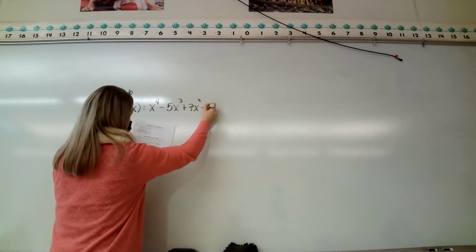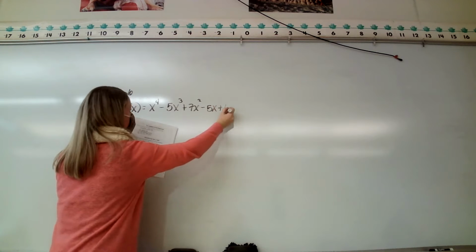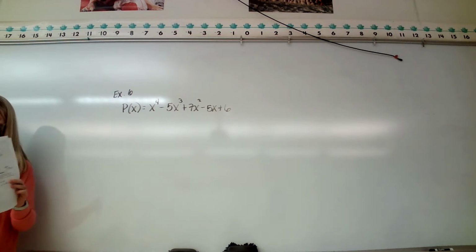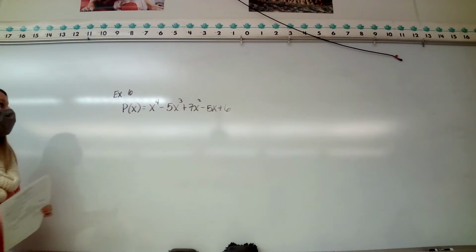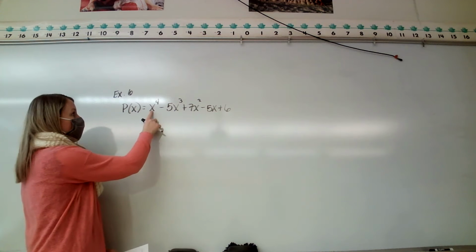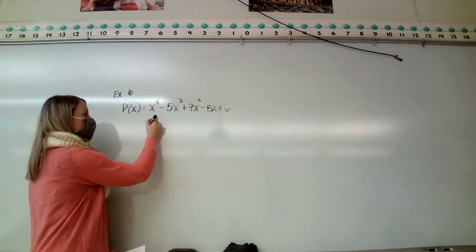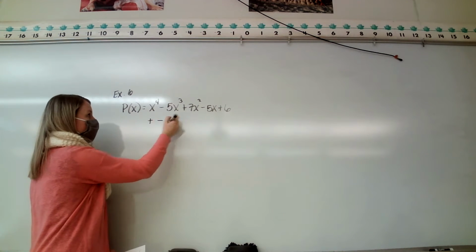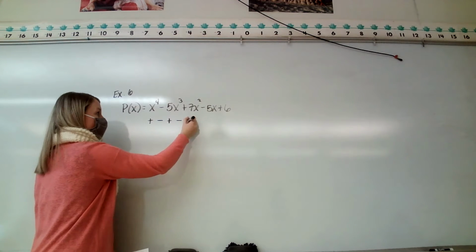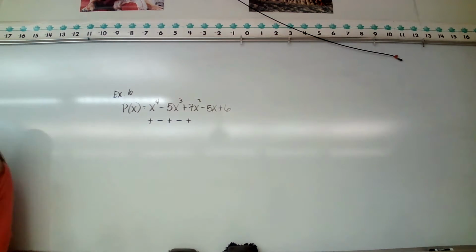So literally this is what you do. It's called the rule of signs because we're only looking at the signs, positives, negatives. Go through your terms and see if they're positive or negative. This is positive. This is negative. This is positive. This is negative. This is positive. So I literally just go through and see the signs. I don't actually even care about the numbers.